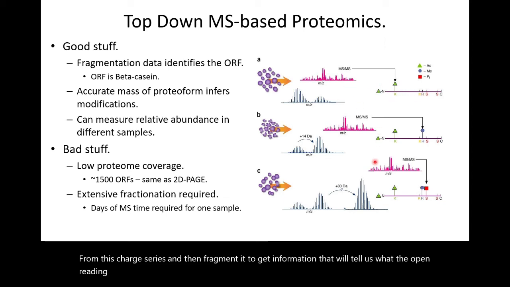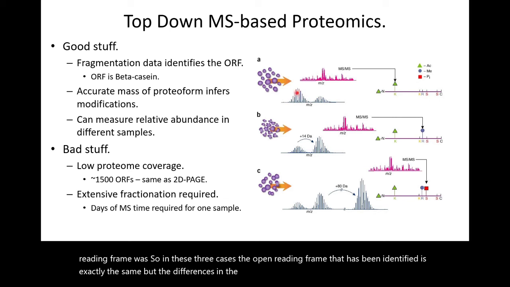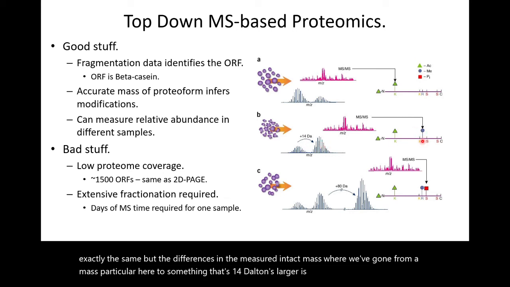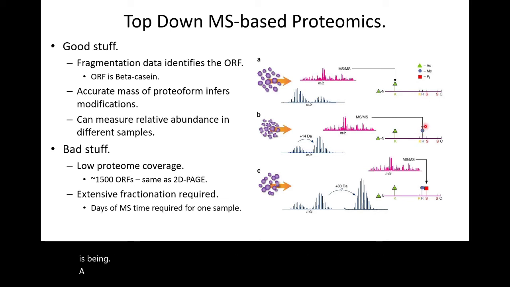So in these three cases, the open reading frame that has been identified is exactly the same. But the differences in the measured intact mass, where we've gone from a mass particular here to something that's 14 Daltons larger, is because this arginine is being methylated. It's having a methyl group put on it compared to this proteoform, which increases its mass by 14 Daltons, and we can measure that.